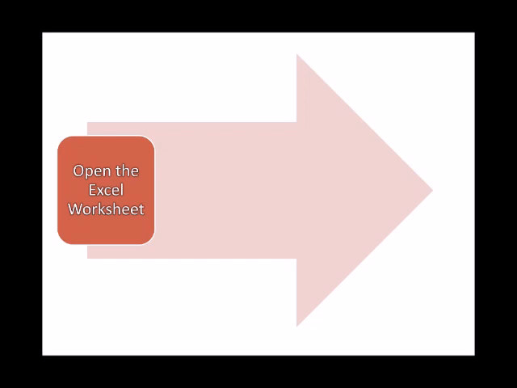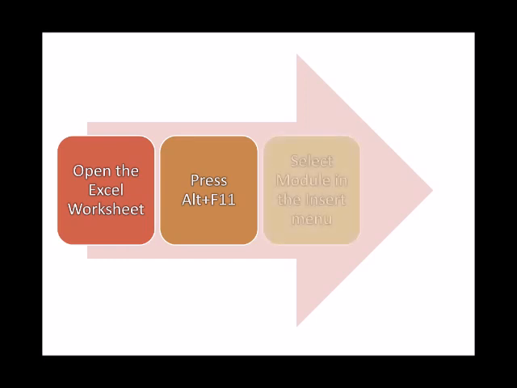First of all, we have to open the Excel worksheet. Then we have to press two keys, Alt plus F11. When we press Alt plus F11, a window will appear and this window is related to VBA programming. In that window, we have to click on Insert and then select Module.